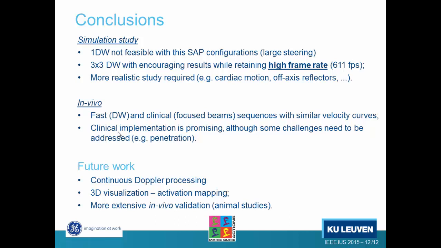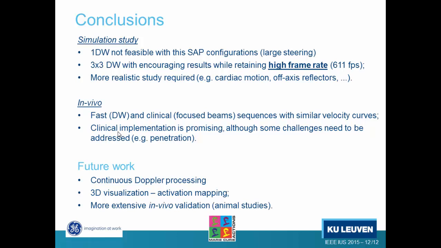So to conclude, our simulation study resulted in the fact that it doesn't seem feasible to perform a single diverging wave on a system with sub-apertures, because we'll get grating lobes from the SAPs, which are limited on the pre-steering. So we have one pre-steering direction, but then we want to reconstruct multiple lines. However, it seems that a sparse sequence, for instance, with 9 diverging waves would lead to acceptable results and still retain a high frame rate, in this case 600 frames per second.